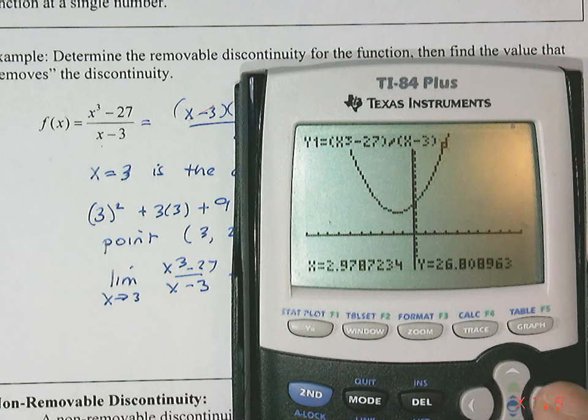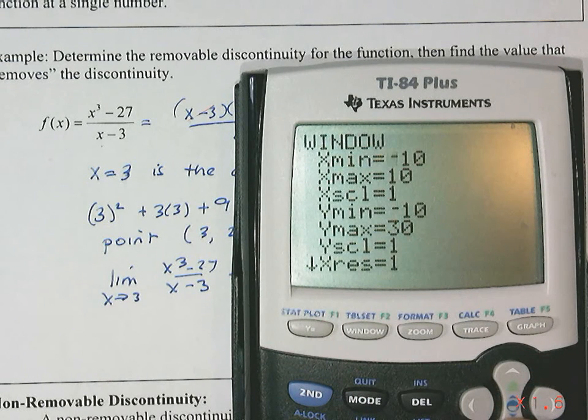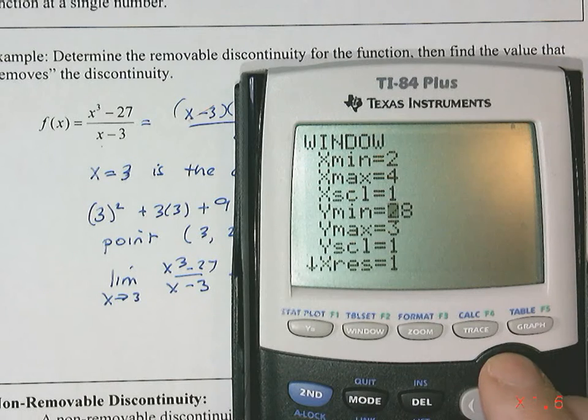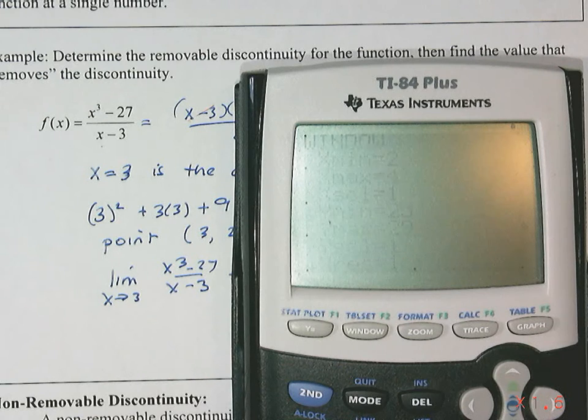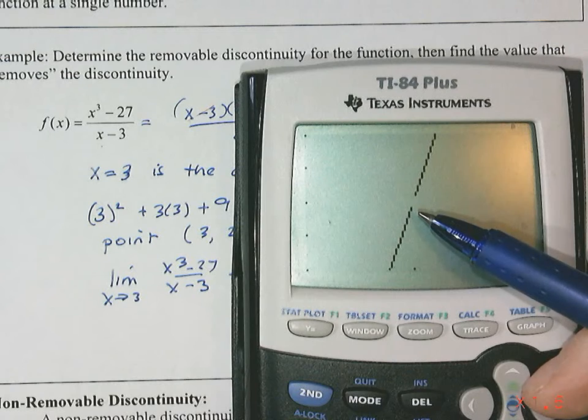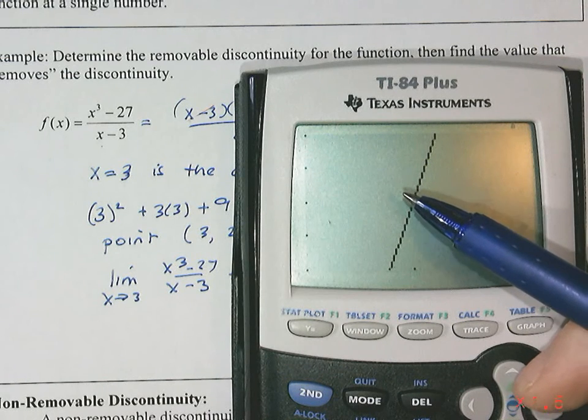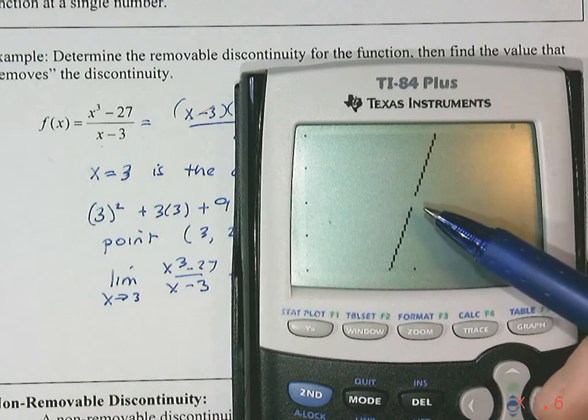So what I'm going to do is change my window. So I'm looking really close at 3. So let's go from x min of 2, x max of 4. And my y min, let's make this 28. And my y max 30. No, I want to go to 27. So I want to make y min of, say, 25. And my y max 29. Sometimes you can actually see the hole, and in this case you can. Right there where there's a space, that would be a hole. On a paper, if you were to draw that, you would put a circle around that right there.